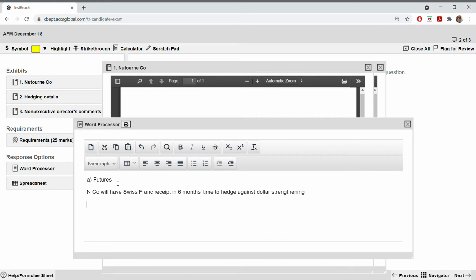So I start my future. It's always good that you always start by this line: which currency is strengthening or weakening, and you are taking a receipt in 6 months time or 3 months time. Mention the duration and whether you are hedging against a weakening of a currency or strengthening of a currency. It's always better to start this.